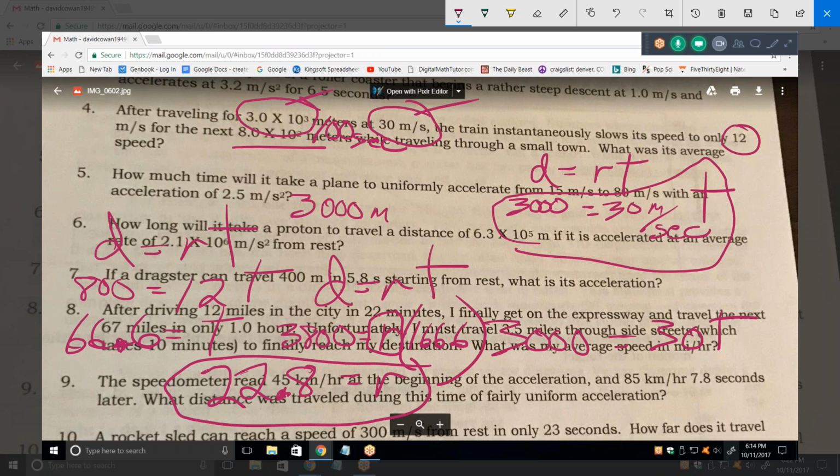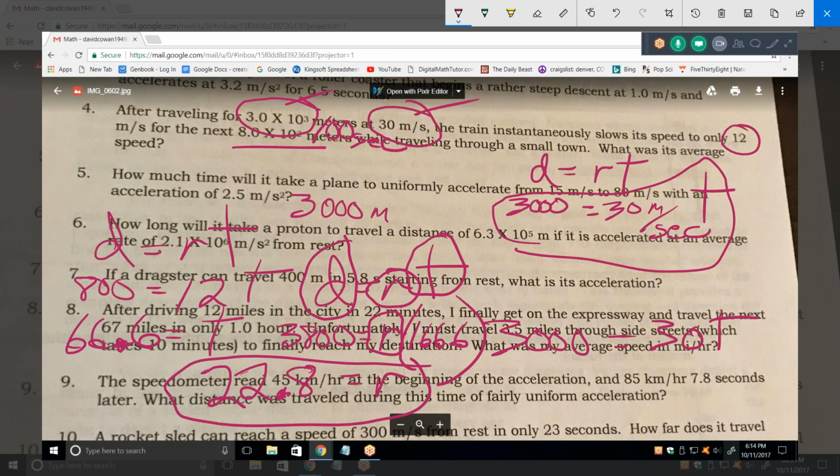What you have to do is figure out the total amount of time you took on the first part, add it to the total amount of time you took going through town. Now you know the total time, and the total distance is the two distances added together. So when you solve for R, you're solving for the average speed from the beginning of the 3,000 meters to the end of it, plus another 800 meters going through a small town.